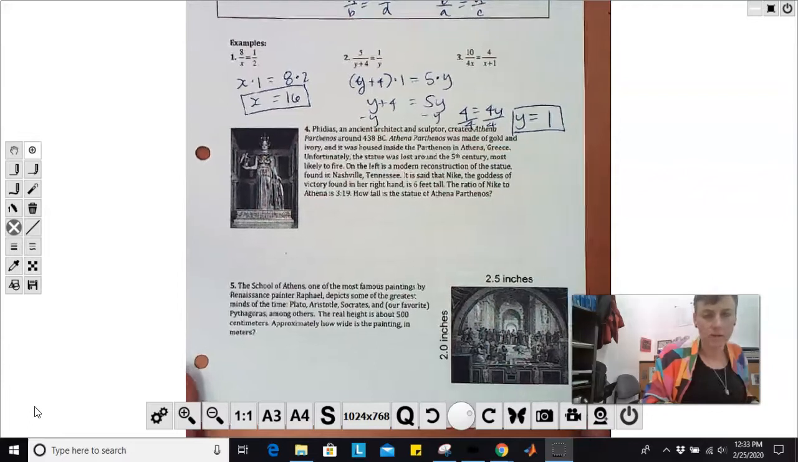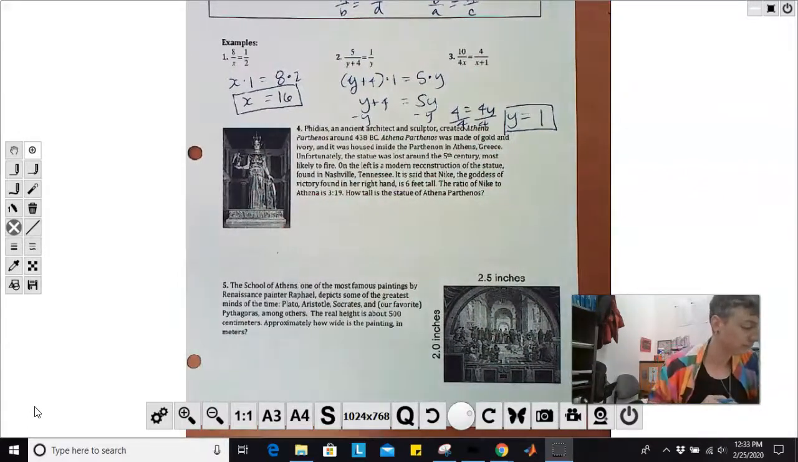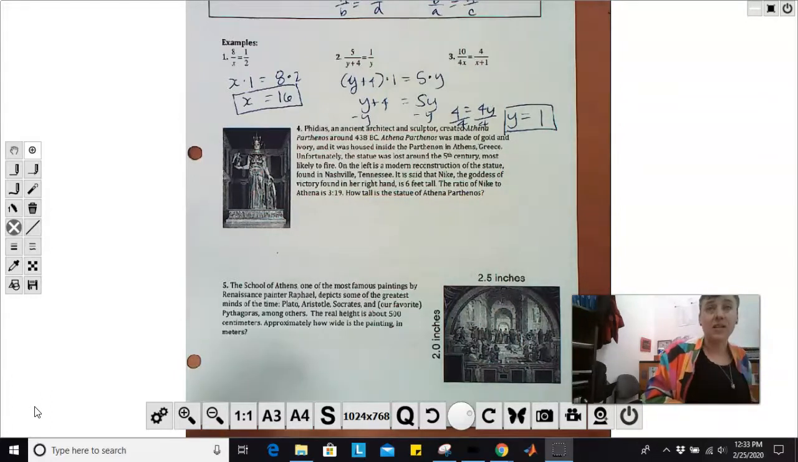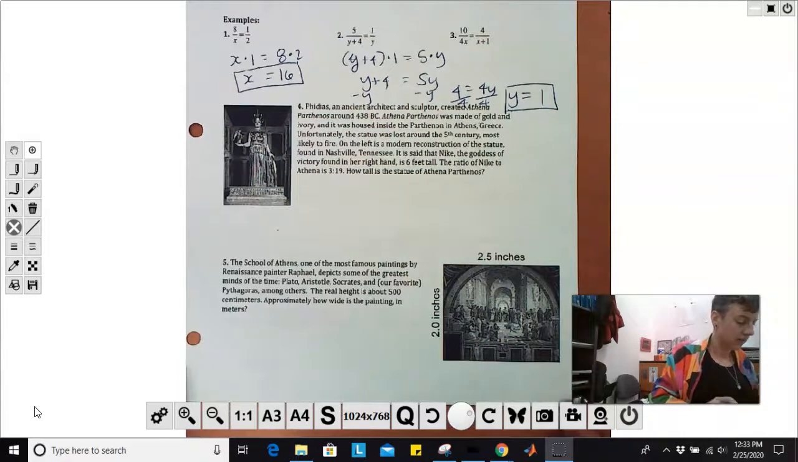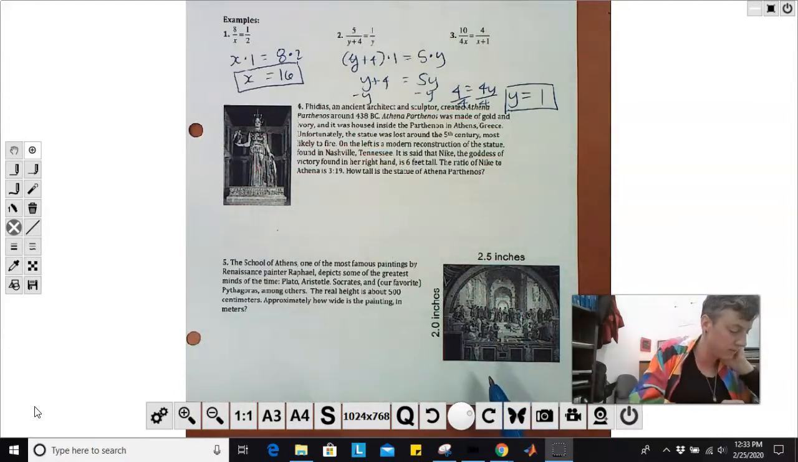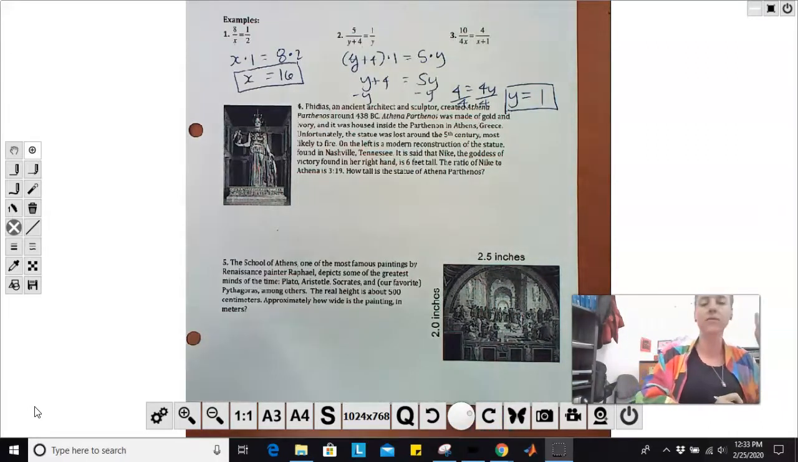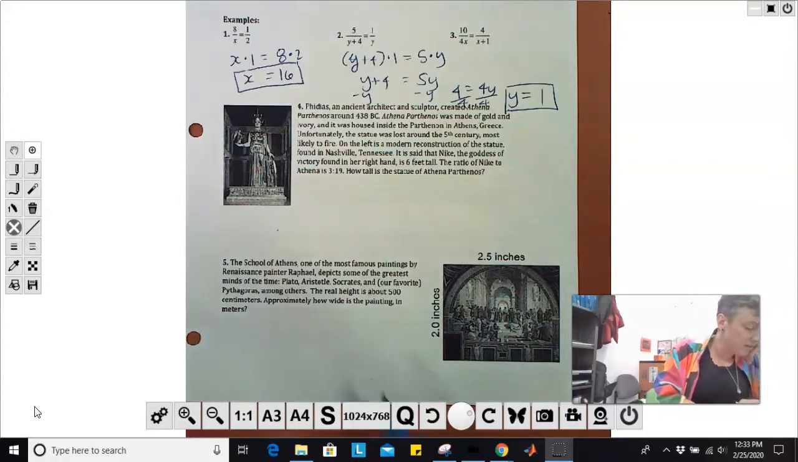Now we've got some word problems to do. I'll help you set up number 5 and let you go. In the School of Athens, one of the most famous paintings by Renaissance painter Raphael depicts the greatest minds of the time. Plato, Aristotle, Socrates, and our favorite Pythagoras are among others. The real height is about 500 centimeters. Approximately how wide is the painting?